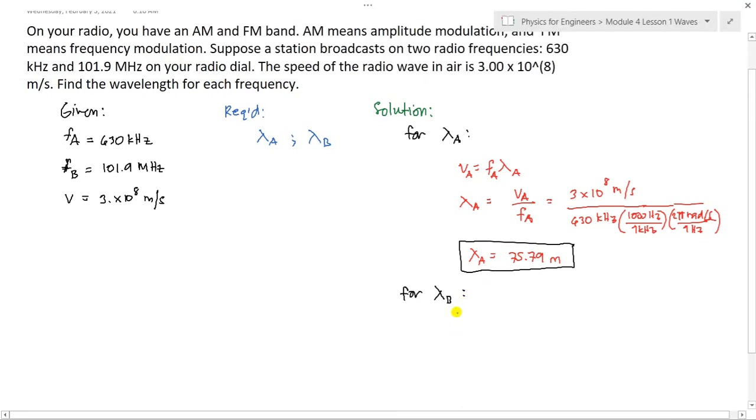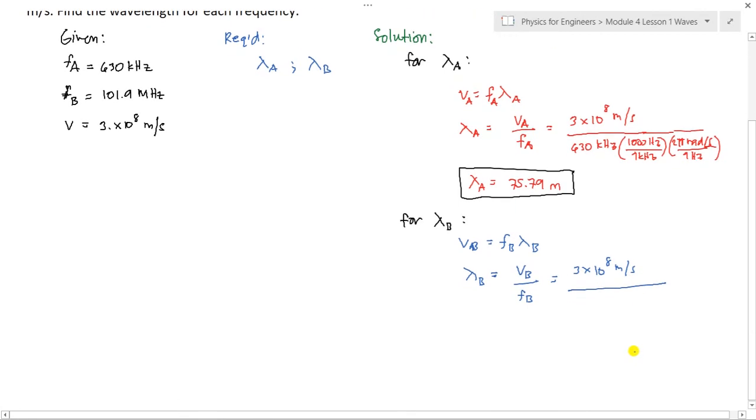So same again, we have velocity of B is equal to FB times lambda B. So lambda B is equal to velocity of B over FB. Velocity of B, again, the same, 3 times 10 to the power of 8 meters per second. This time it is in megahertz, that is 101.9 megahertz. You convert 1 megahertz equals 1 million hertz. Then 1 hertz is equal to 2 pi radians per second.